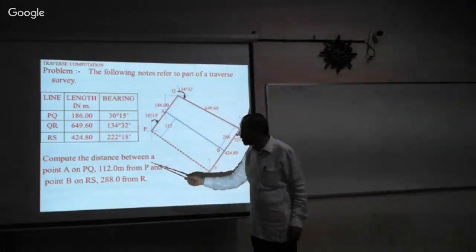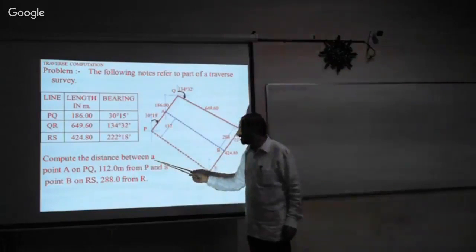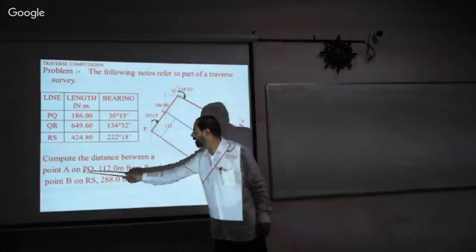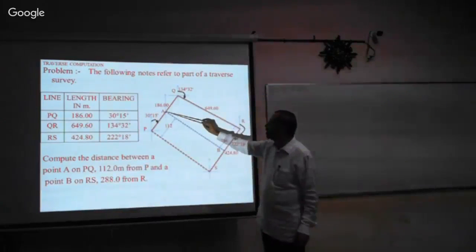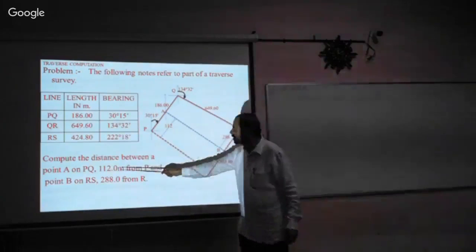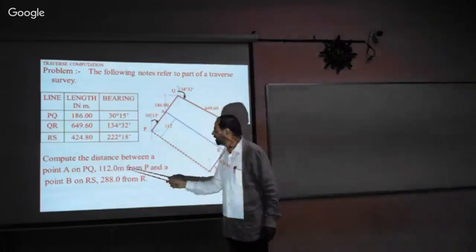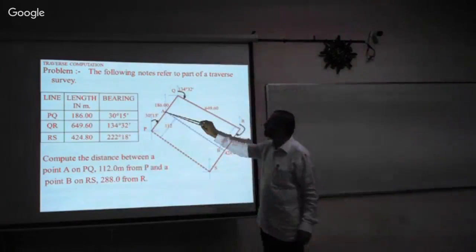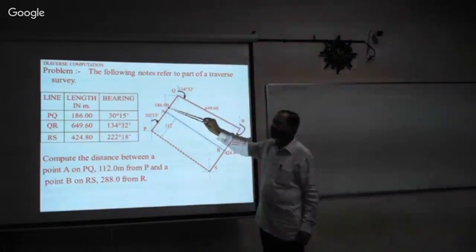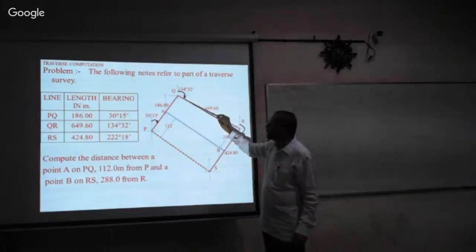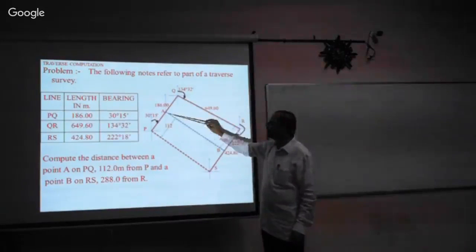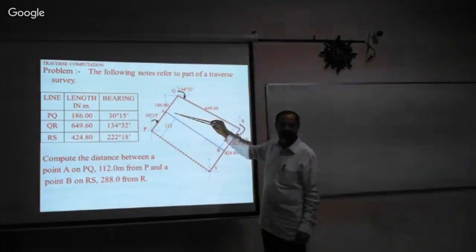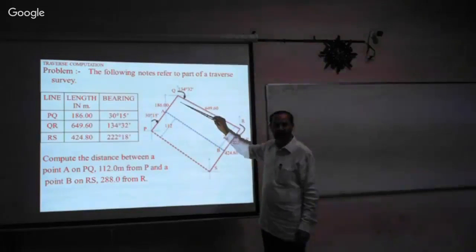Next, read the problem. Compute the distance between point A and B. Point A on PQ is at a distance of 112 meters from P, from here to here. Are we not able to calculate the length of this? This is 186 and this is 112. Then what is the length of this? Are we able to calculate this length?